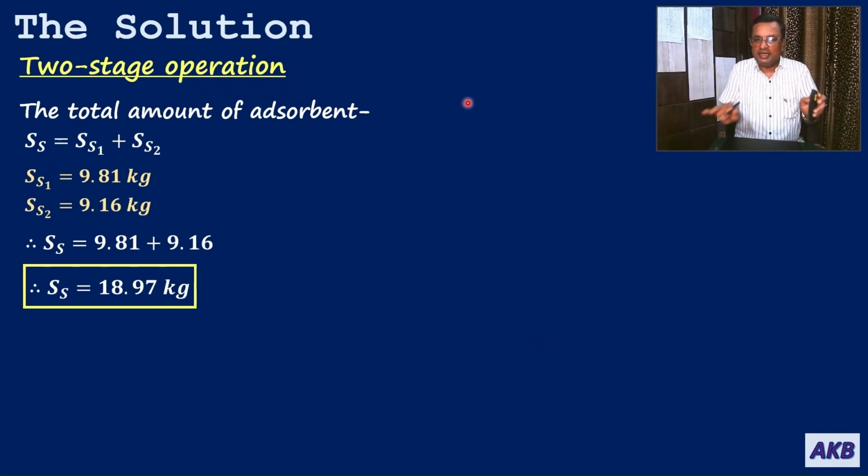So with this, I end my discussion. We have completed all the tasks. We have got the equation for the Freundlich adsorption isotherm. We found out the amount of adsorbent required in single stage operation, and then we found out the amount of adsorbent required in a two-stage cross current operation. So with this, I will end my discussion for today's video.